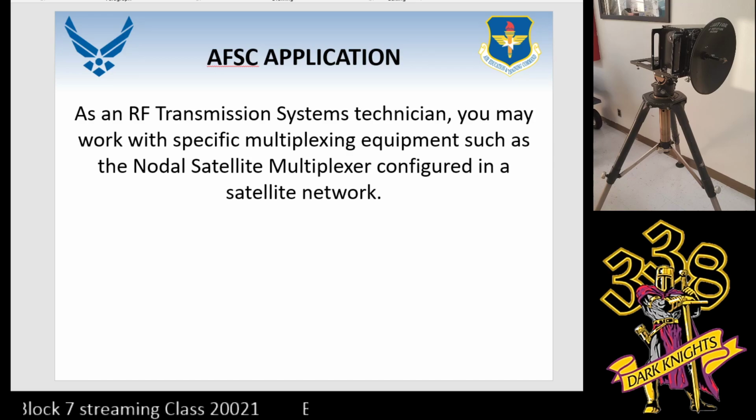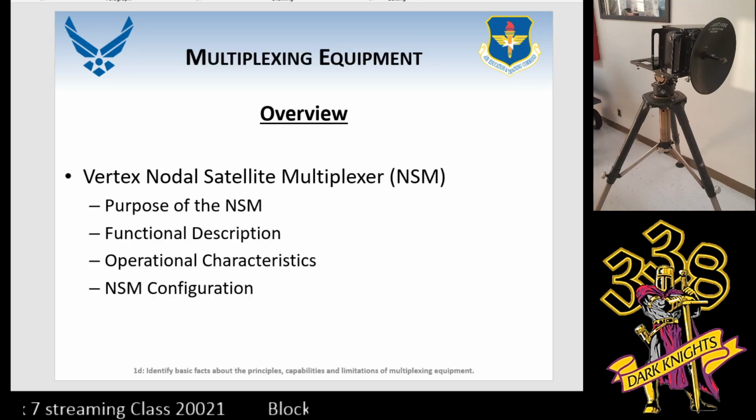Good stuff. All right, slide. To cover our overview, we will be discussing the Vertex nodal satellite multiplexer, which is the piece of equipment that you're going to use for your lab. We will cover the purpose, the functional description, a couple operational characteristics, and then the configuration settings. And the configuration is mostly just identifying and making sure that you know which TOs to use for doing your controls and indicators, looking up any kind of operational parameters that you would need to know about the NSM. Slide.